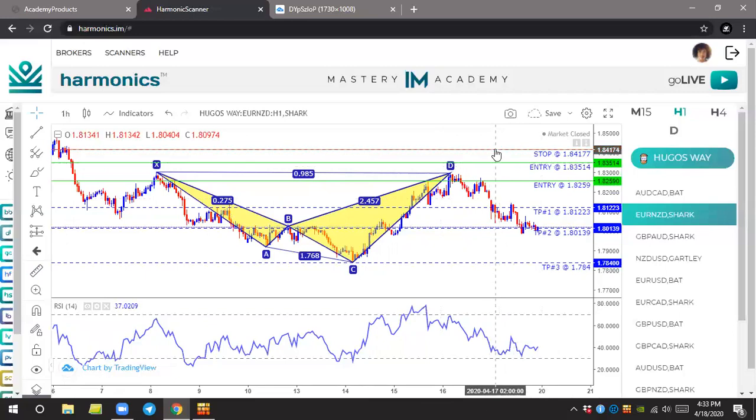Sometimes you might see a second entry, and you'll see your stop losses up here. We'll show you in a training how you want to view this market and why sometimes you might want to go for entry 1 or wait for entry 2. It just depends on when you're trading, the time you're trading, the pair you're trading, and what the market structure looks like.